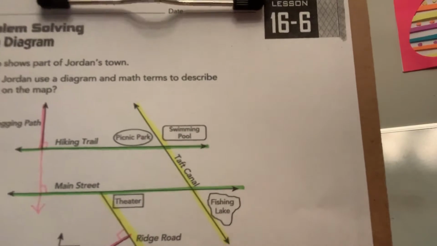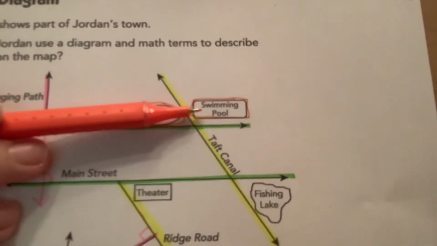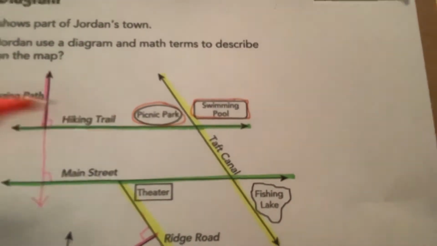So your answers for number 3 should be swimming pool and picnic park. And I'm gonna circle those in orange. And you can pause the video there and write those words: swimming pool and picnic park.